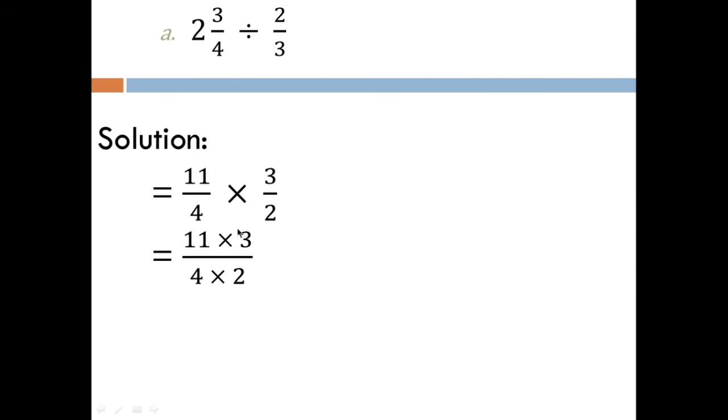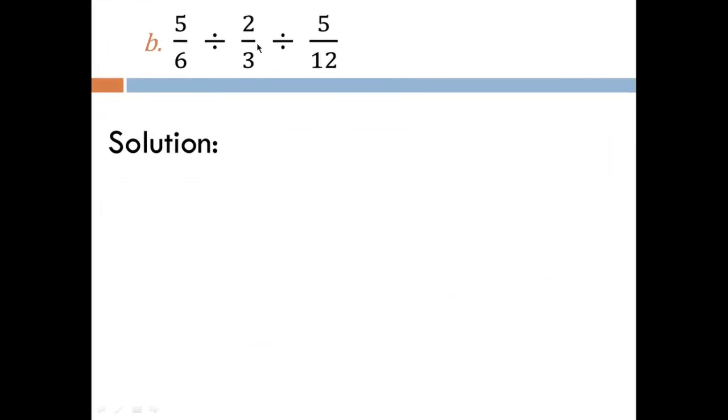Numerator to numerator, denominator to denominator. So, 11 times 3, we have 33, and 4 times 2, we have 8. Okay, since improper fraction, we're going to convert it into mixed number. So, the mixed number of 33 over 8 will be 4 and 1/8. Check natin if correct. 4 times 8, so 32, plus 1, we have 33, then copy denominator, which is 8. So, our final answer will be 4 and 1/8.